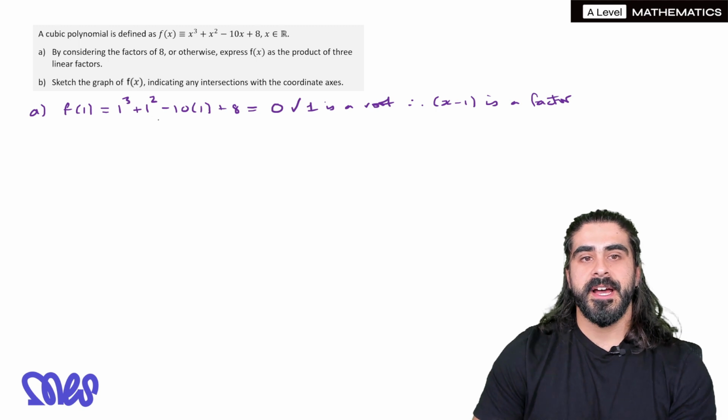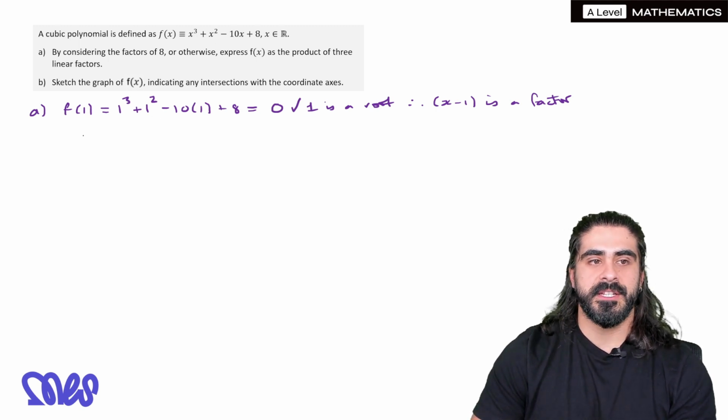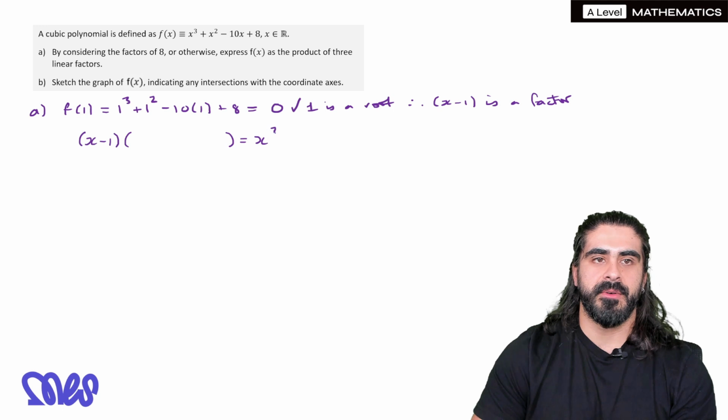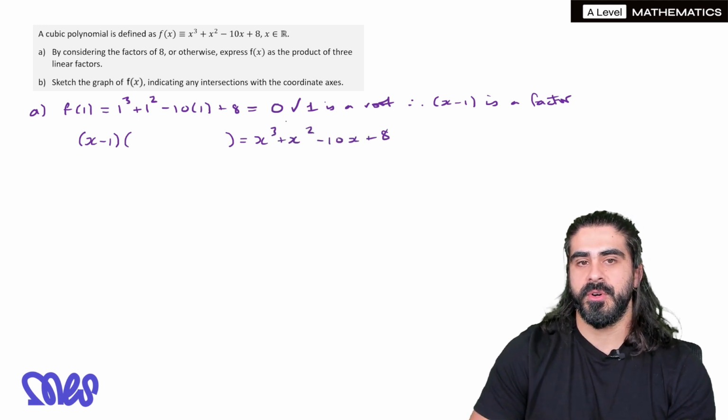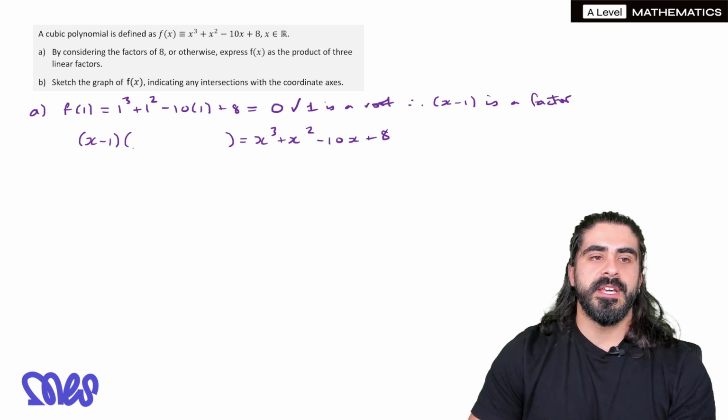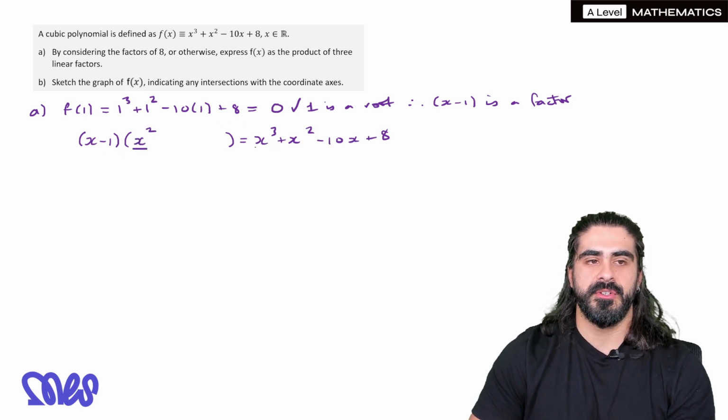And then once we've done that, we can go ahead and factorize. Now I'm going to do this via the method of inspection. So x minus 1 times something is going to give us our cubic. You could do long division as well if you want, guys. Now we know this has to be x squared, because x times x squared gives you x cubed. Minus 1 times what gives you plus 8? That would be minus 8.